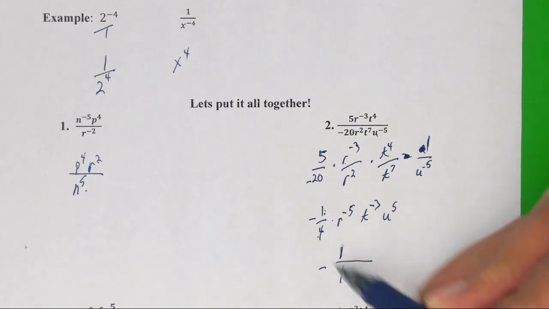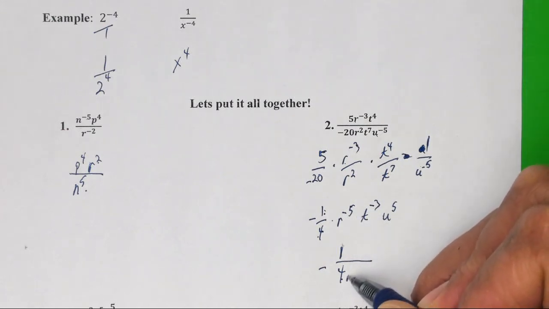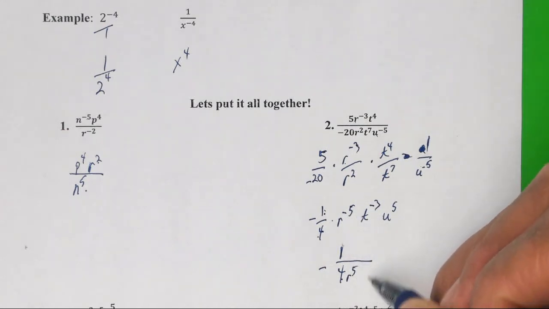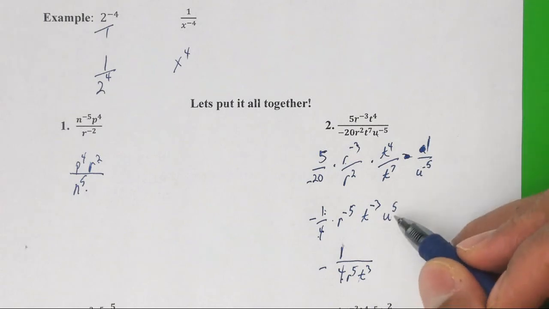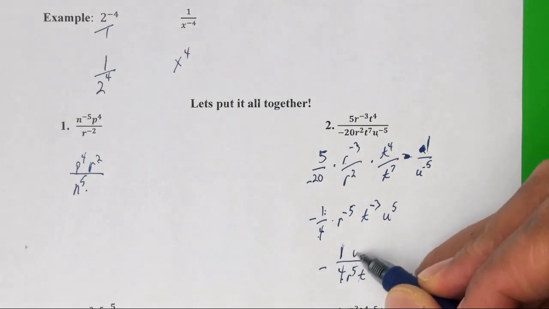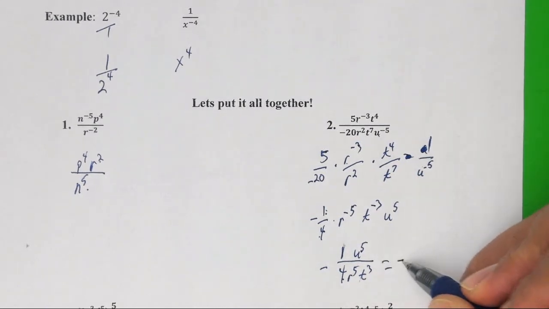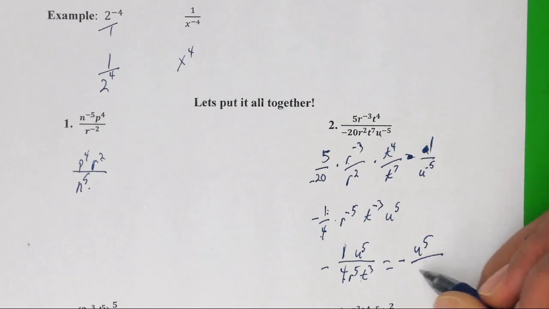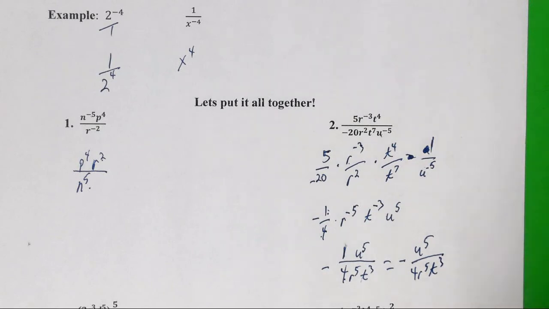Numerator, numerator, denominator, denominator. Now, r to the negative fifth, that's going to go down to the bottom. T to the negative third, also going to go down to the bottom. And notice those both become positive once they get down there. And then finally, we already simplified u to the fifth, and it's positive, so it will stay up top. So our final answer becomes negative u to the fifth all over 4r to the fifth t to the third. And that'd be your full credit, no questions asked, you got it all right answer on a quiz or a test.